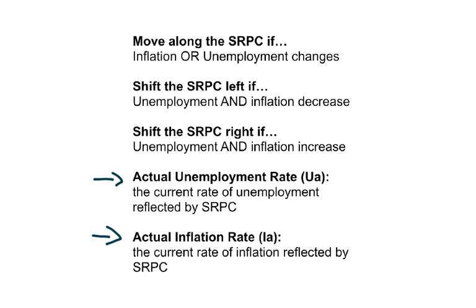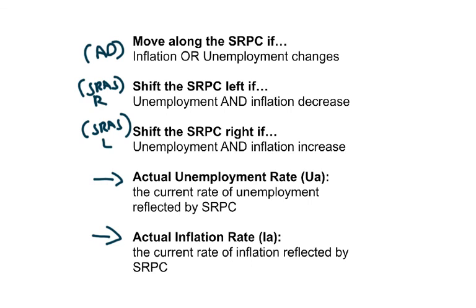Then the other thing I put up here is that you should move along the SRPC if inflation or unemployment changes. And typically the way you get that is if aggregate demand changes. You shift the SRPC left if unemployment and inflation decrease. And again, that's usually because SRAS has shifted to the right. And then you would shift the SRPC right if SRAS shifts left. So R and L. That's how you would get unemployment and inflation increasing.